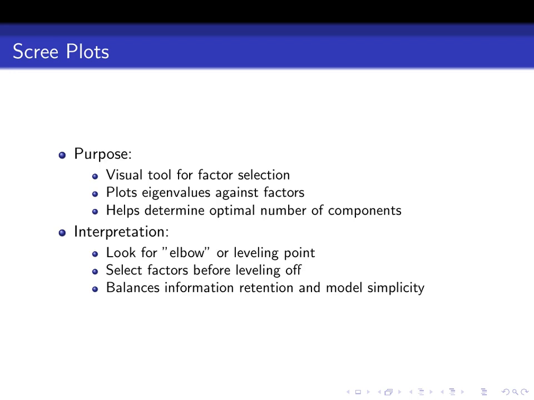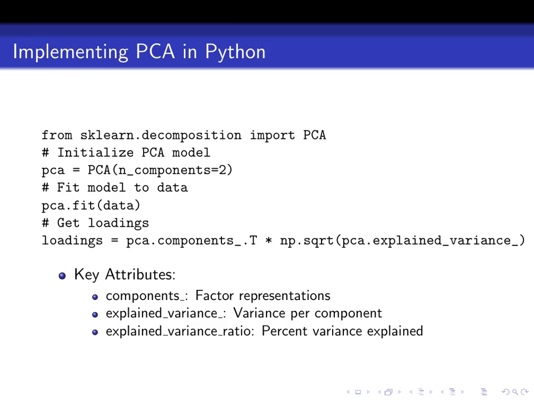Here's a practical example of implementing PCA in Python using scikit-learn. This code shows how to initialize a PCA model, fit it to your data, and extract the loadings. The library provides several useful attributes like components, explained variance, and variance ratios that help us understand our results.